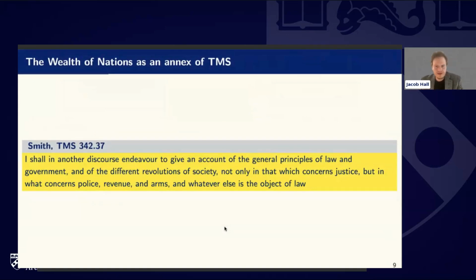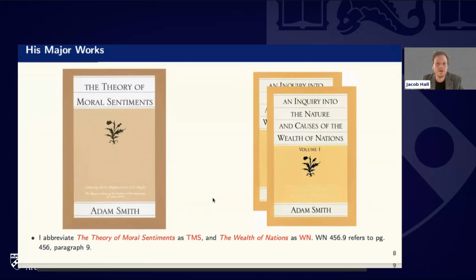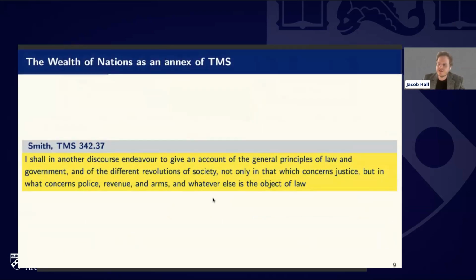So again, I'm not going to really cover TMS, but I want to give you some sense that this pair, these siblings, as it were, are part of a larger system of thought that Smith is developing and working out. So The Wealth of Nations is really a kind of annex of TMS.